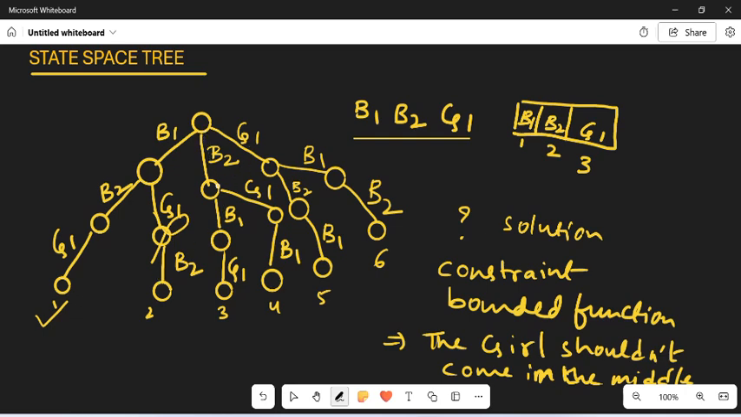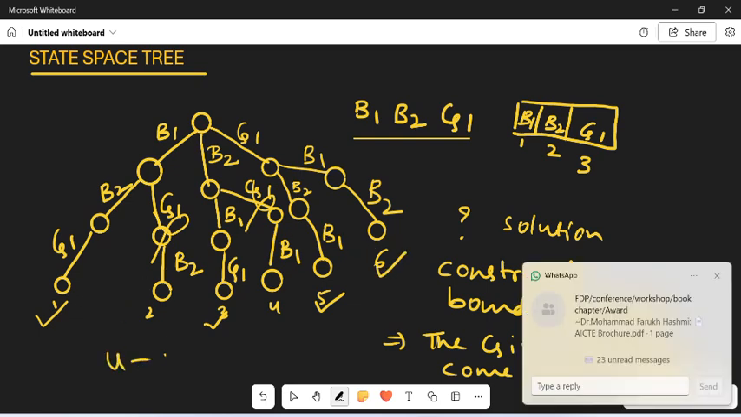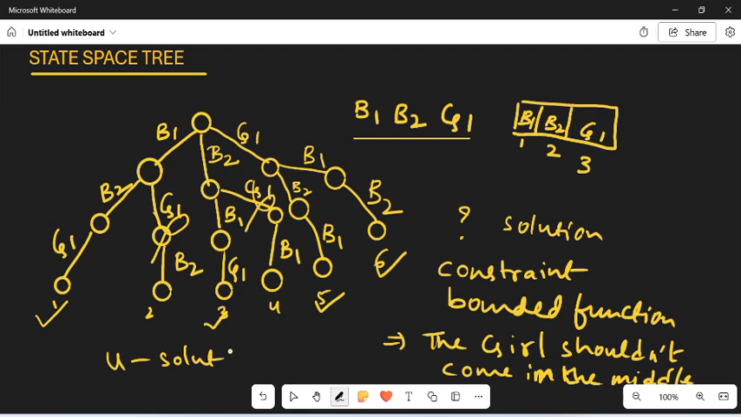Similarly, when you go for another approach, boy 2, boy 1, girl 1, this is another solution. Boy 2, girl 1, boy 1, here also the second position is the girl, therefore this is also killed. Girl 1, boy 2, boy 1, this is one solution. Girl 1, boy 1, boy 2, this is one solution. Therefore in total we got 4 solutions, right? This is nothing but backtracking.